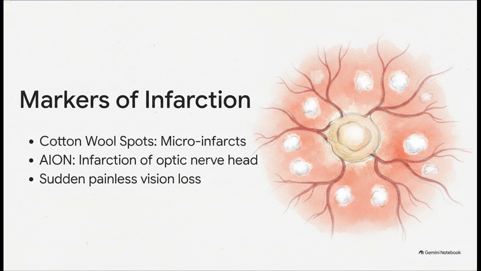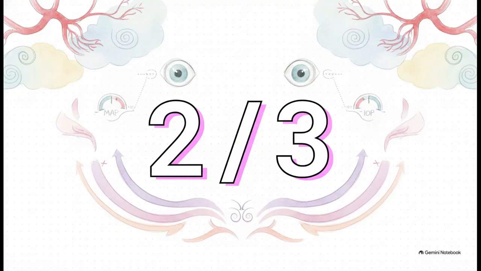Another major marker is anterior ischemic optic neuropathy. This is a full-on infarction of the anterior optic nerve head, which is supplied by the posterior ciliary arteries. The result? Sudden, painless, but absolutely devastating vision loss. Now, if we zoom out from local blockages to total systemic hypoperfusion, we hit the clinical math of shock.